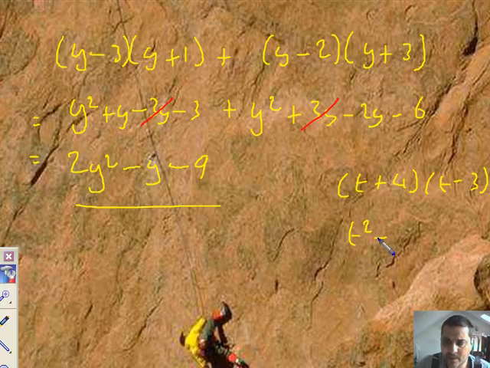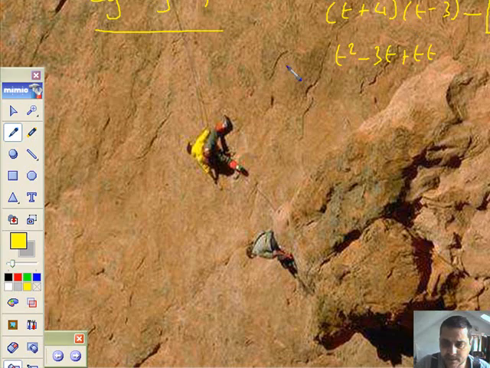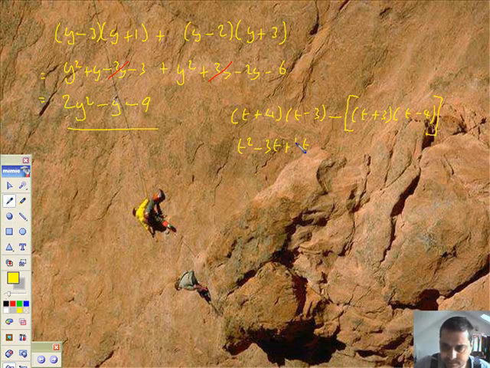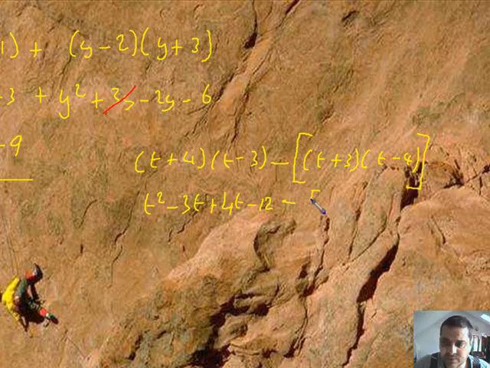t squared minus 3t plus 4t, not tt, 4t, minus 12. Then we're going to subtract the answer I get when I multiply out these two brackets. t squared minus 4t plus 3t minus 12. Okay, let's simplify this part to make it less scary.